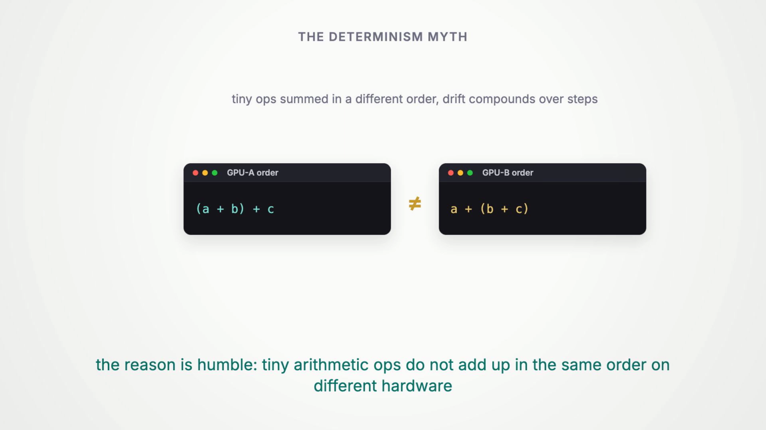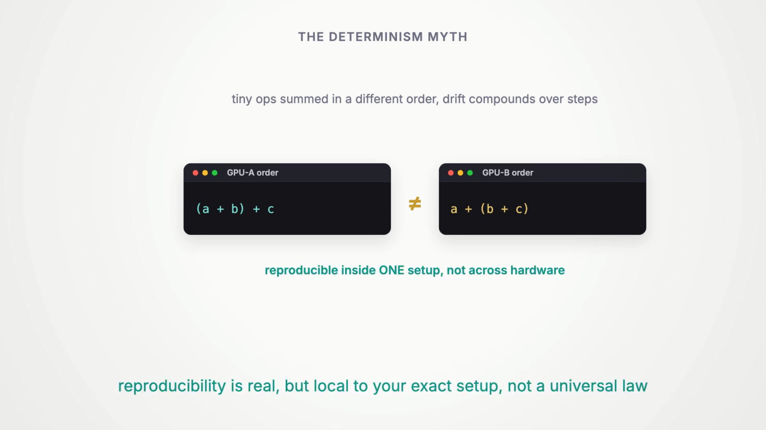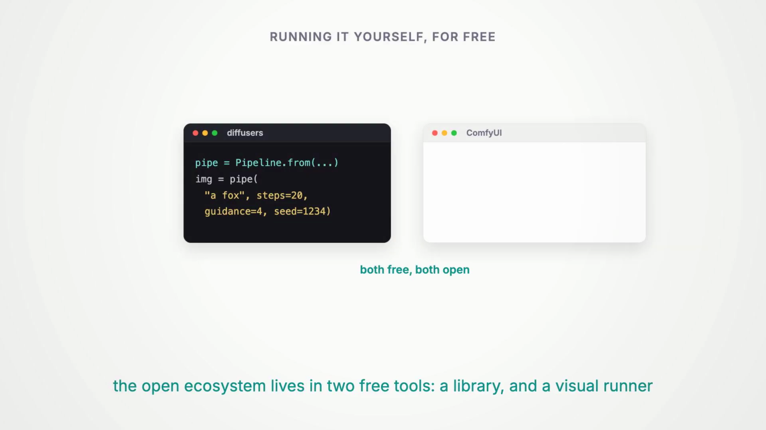They were almost certainly running different hardware or a different build underneath. Reproducibility is real, but it is local to your exact setup, not a universal law. Now the second half of running it yourself, actually running it yourself on your own computer for free.